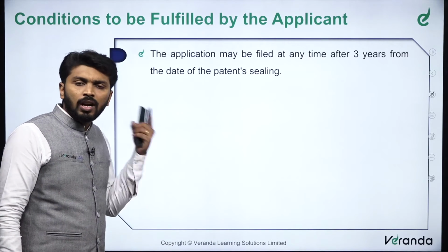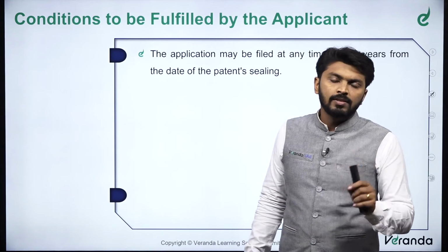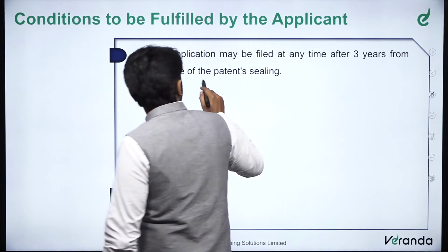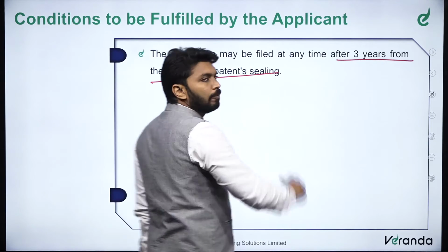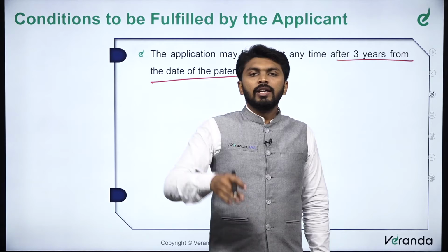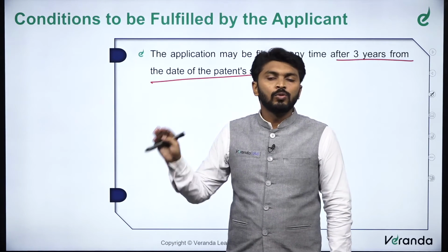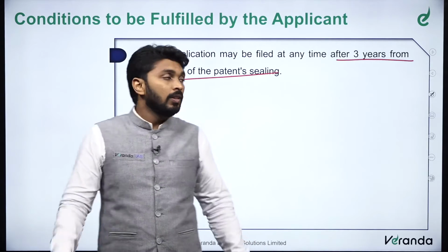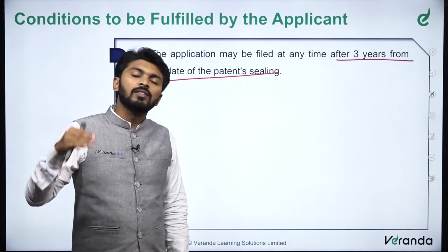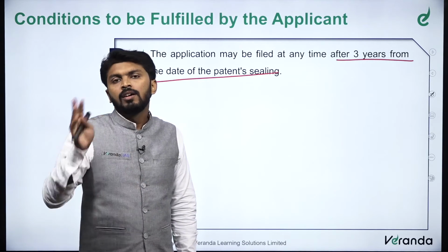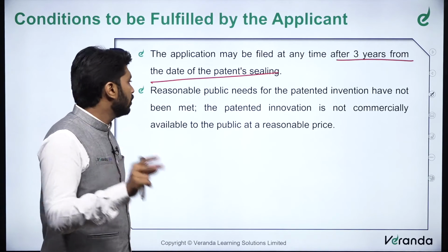Next, what are the conditions to be fulfilled by an applicant before filing an application for compulsory licensing? First, the application may be filed at any time after 3 years from the date of patent sealing. So, the initial 3 years should not be disturbed. The company which developed the drug should have monopoly. This is as per the Indian Patents Act of 1970. So, for the initial 3 years that company is allowed to enjoy its monopoly in its invention. Only after 3 years can an application be made for compulsory licensing.